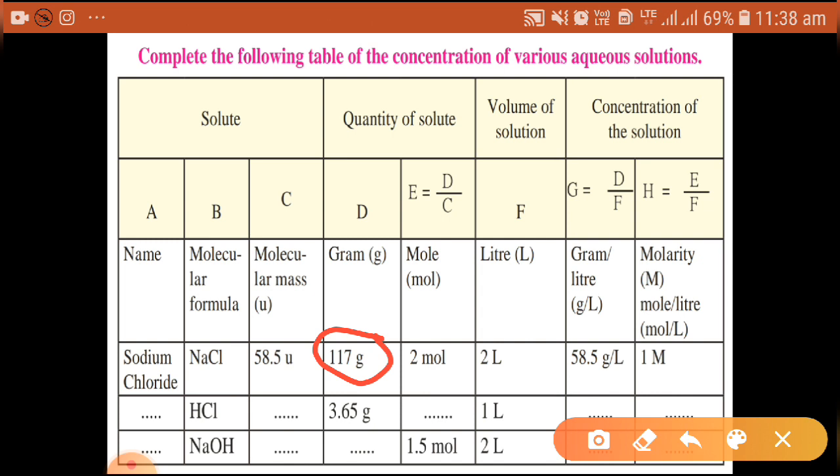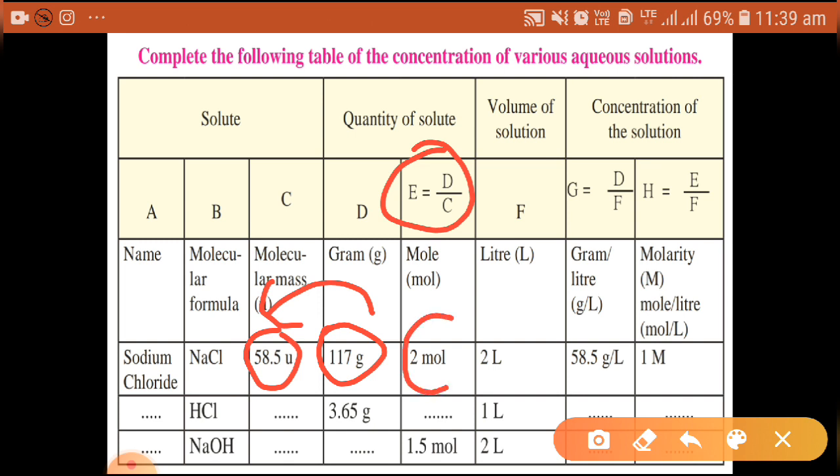Then how to calculate the number of moles? The number of moles is weight in gram upon molecular mass, or weight in gram upon molecular weight. Here the weight in gram is 117 and the molecular weight is 58.5. So you have to divide column D by column C. So D divided by C. Here 117 divided by 58.5, you will get the answer as 2 moles.